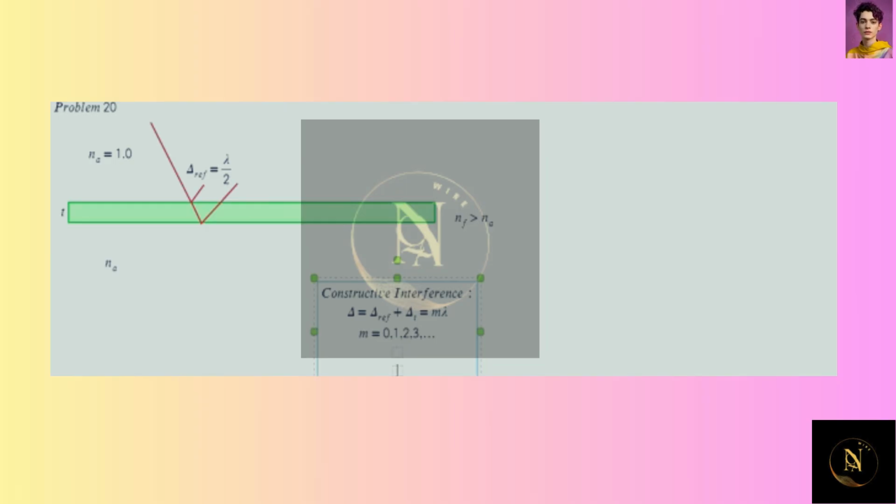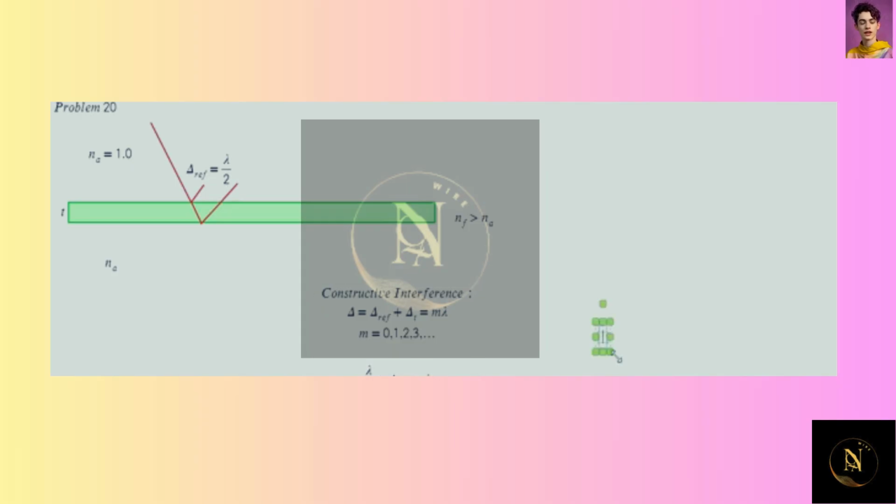Okay, since delta reflection is lambda over 2, let's go ahead and write that out. Lambda over 2 plus delta t is going to be equal to m lambda, where m lambda is an integer multiple of wavelength. Delta t must therefore be an odd integer multiple of half wavelengths, because that's the only thing that added with half a wavelength is going to give me an integer multiple of wavelengths.